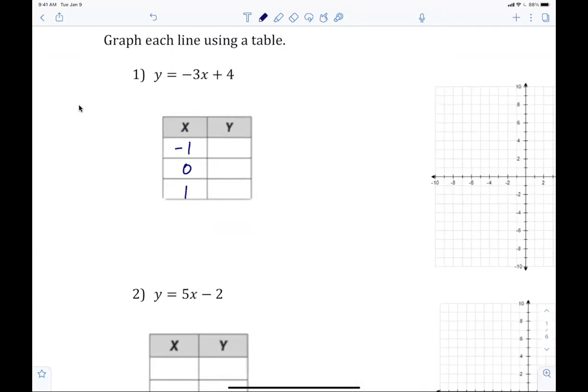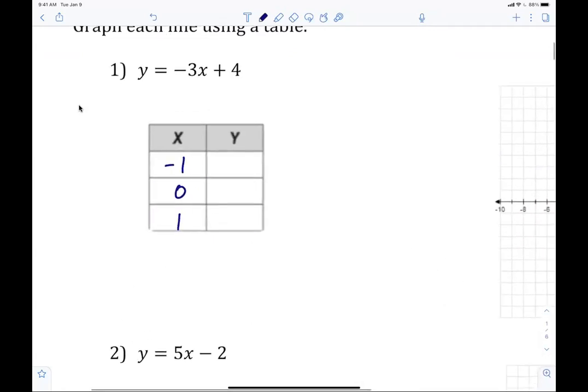Now, mentally, you don't need a calculator. If I plug -1 in for x, what's -3 times -1? 3. 3 plus 4? 7. If I plug 0 in for x, what do I get? 4. Now, don't let someone else do the work for you. If you didn't get 4 or you don't know how I got 7, you ask.